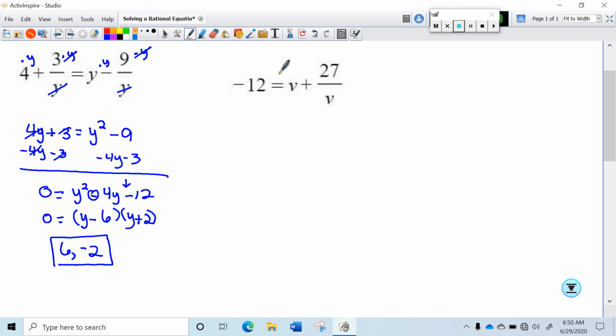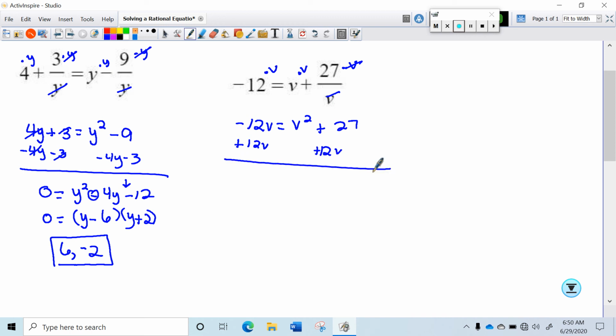So again, I'm going to take my denominator and multiply each term by that denominator. Negative 12 times v is negative 12v. V times v is v squared plus sign, top cancels with bottom, 27. Leave the v squared term positive, so you need to move the other side of the equal sign. So the opposite of negative 12v is a positive 12v. I'm going to kind of put that in the middle because we want the v's to be in the middle. Opposites cancel. 0 equals v squared plus 12v plus 27.